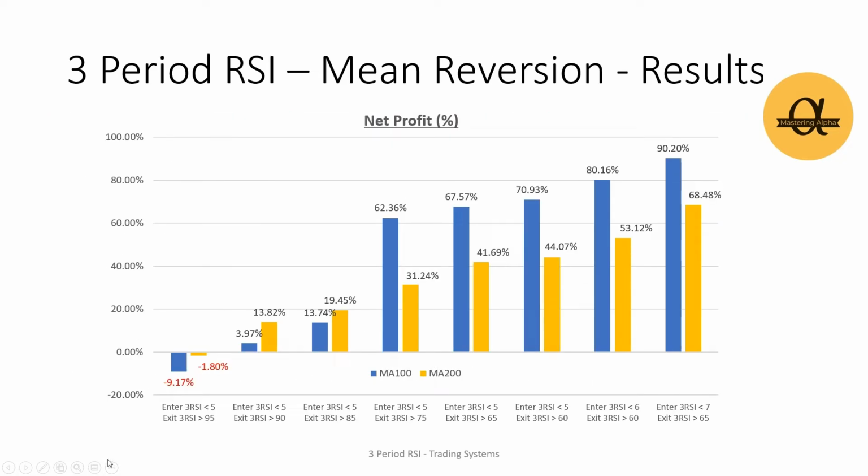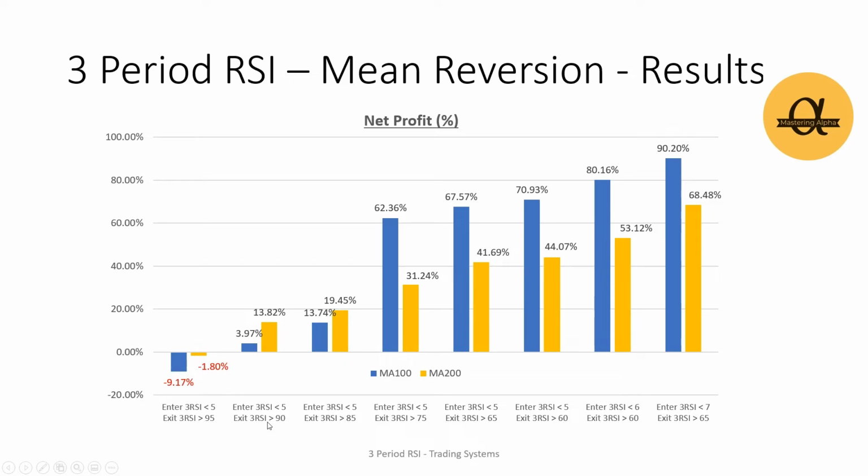Tada. So let's start. Let's zoom out and let's just see. The blue is the MA 100 value. MA 200 is yellow. So let's start off from the left side. You enter below 5 RSI and then exit above 95. Surprisingly negative. You would think that the more range it covers, the better, but that was not working, because as I said, RSI barely went below 5 for a lot of charts in crypto.